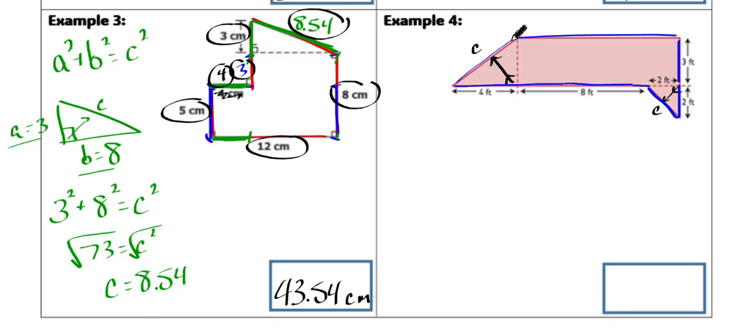I'm going to find that one first just because I think that's the easiest one. From there to there is 8. That takes us from there to there. The rest of that is 2, so it's 8 and 2 together, so that's 10.